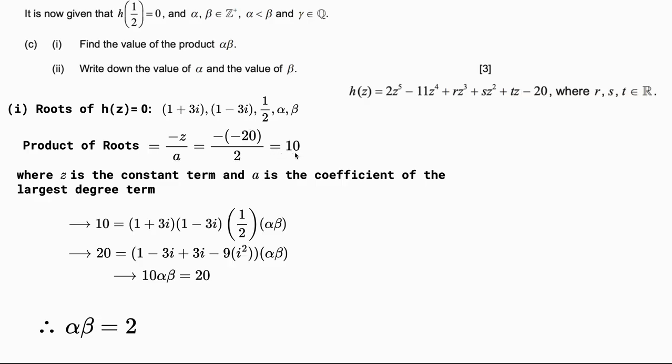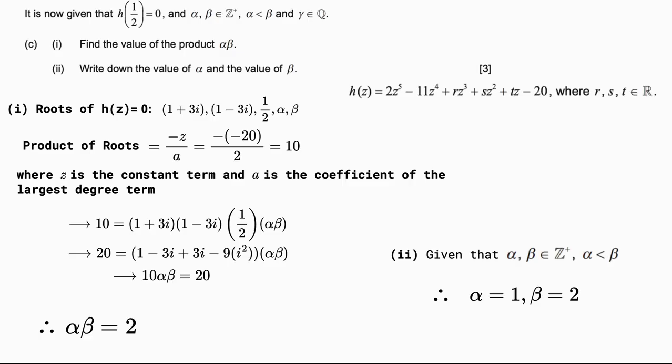So for the last part, we're asked to write down the value of alpha and beta. So over here, the key for this question is that alpha and beta are positive integers, and beta is greater than alpha. So the fact that they're positive integers helps us. Since beta is greater than alpha, there can only be one possible combination. So it has to be that beta is 2 and alpha is 1, because there's no other combination that satisfies these conditions.